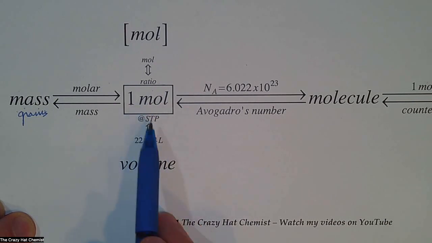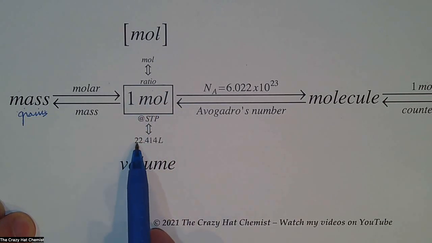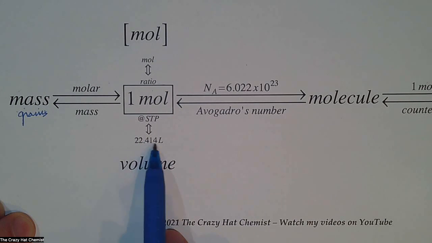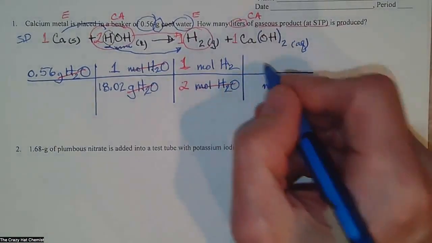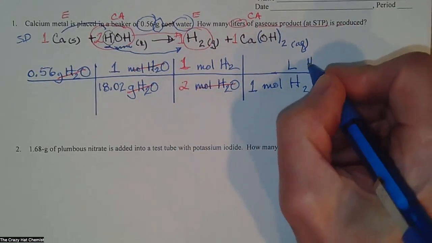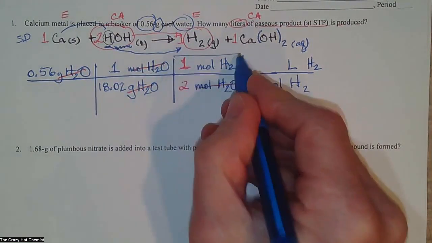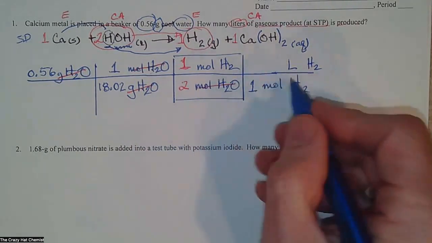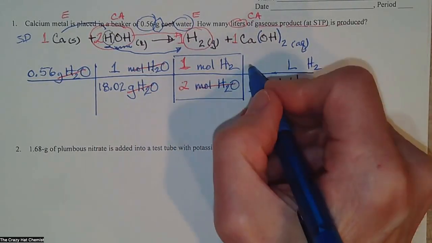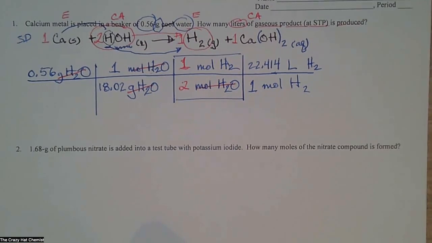So this only works at standard temperature and pressure. That is 1 mole is equal to a volume of 22.414 liters. So we have 1 mole is equal to a volume that's in liters. This is going to be hydrogen. Notice I'm not changing the formula again. The only time I can change the formula is when I have this mole ratio. So the number in front of the liters is 22.414.